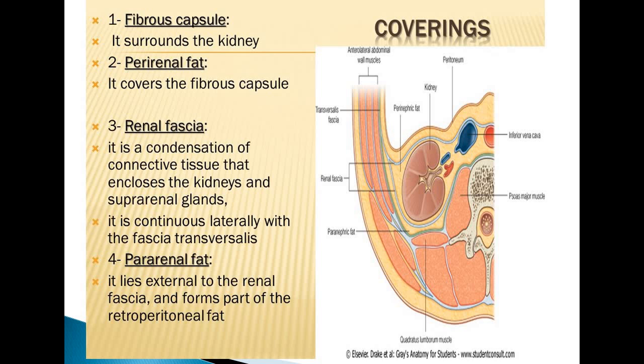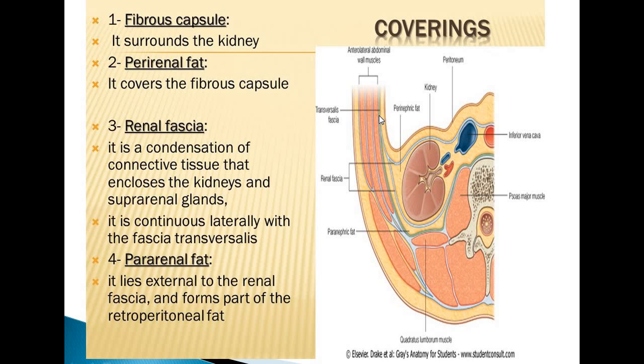The third covering is the renal fascia. This renal fascia has two layers. This is the anterior layer, which is called the fascia of Gerota, and this one is the posterior layer, which is called the fascia of Zuckerkandl. So there are two theories with this. The anterior and the posterior layers fuse at the lateral border of the kidney to form the lateral conal fascia, which blends with the fascia transversalis. Here is the fascia transversalis, which covers the transversus abdominis muscle. So these two layers blend with the fascia transversalis.